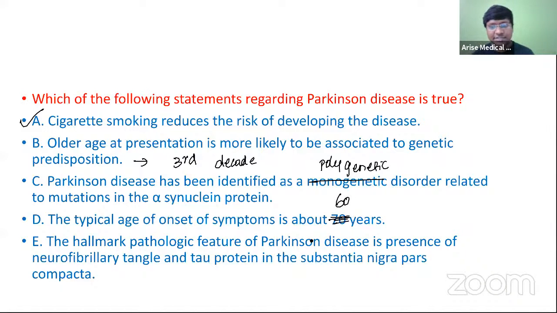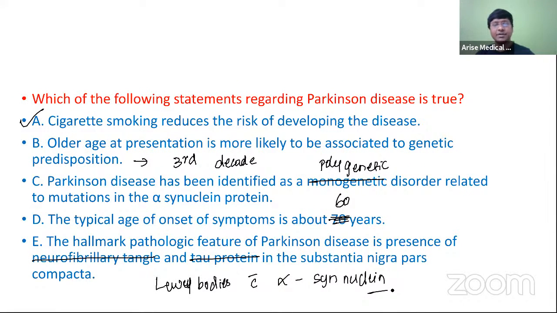The hallmark pathological feature of Parkinsonism is the presence of Lewy bodies with alpha-synuclein protein within the substantia nigra pars compacta, right?